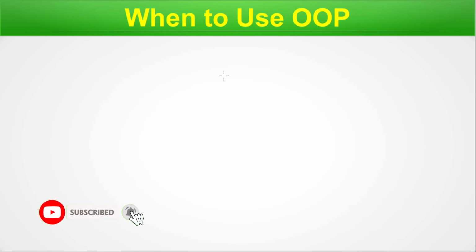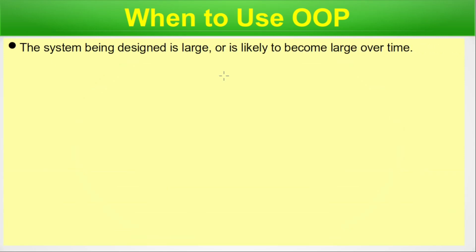After having the concept, now we will discuss when to use object-oriented programming instead of procedure-oriented programming. Let's start with the first point: the system being designed is large or likely to become large over time. If I compare this line with the picture I just showed, when a school starts, it may have standard 1 to standard 5. Then as the school grows, five more standards are added. After some years it has standard 1 to standard 10, and then 10 plus 2. So this way it will grow.